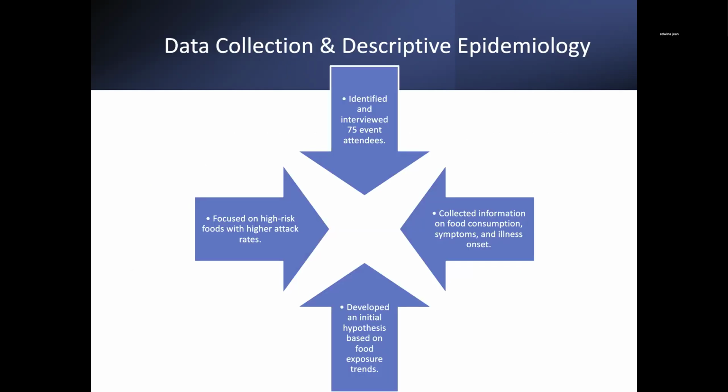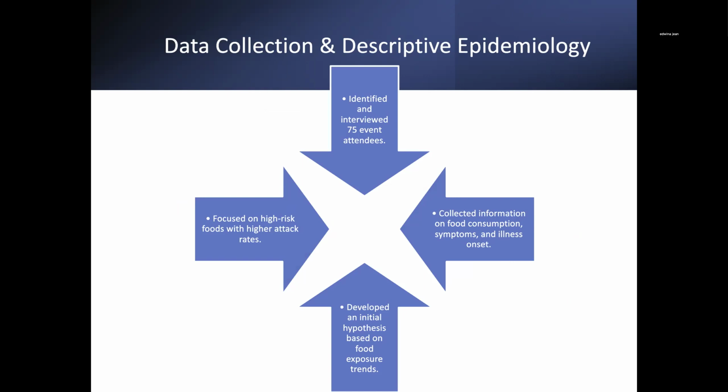Data collection and descriptive epidemiology. Identifying and interviewing 75 candidates was the main objective of this study. Then collecting information on food consumption, symptoms, and illness onset was the next course of action.